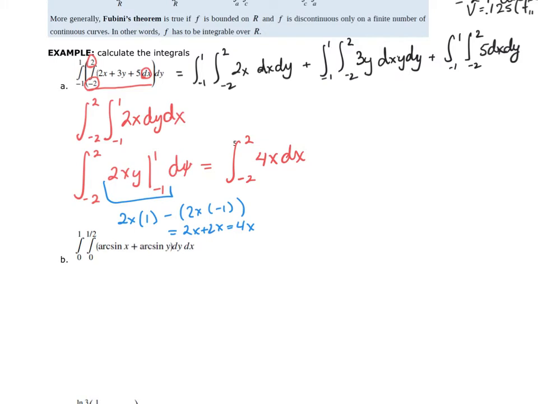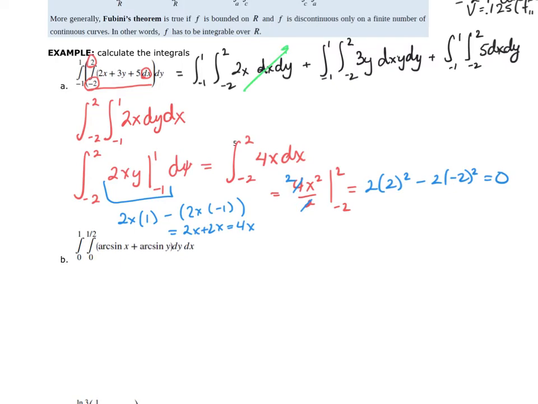Which is not too bad to do the integration. So this becomes 4x squared divided by 2, from -2 to 2. So this first term becomes: the 4 is going to cancel with the 2 and give me 2, so I have 2 times x squared, which is 2 squared minus -2 squared. This gives me 0. Now let's take a look at the second term.